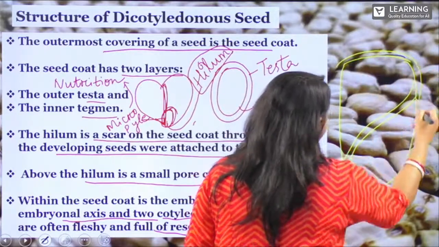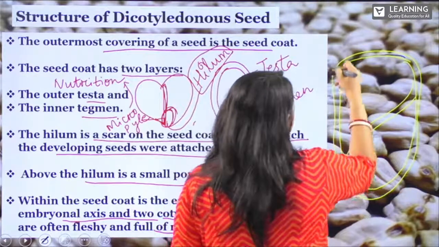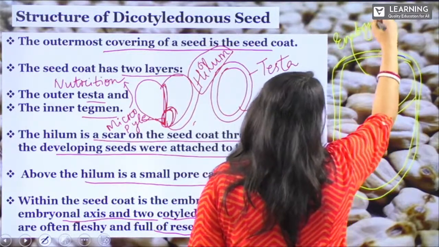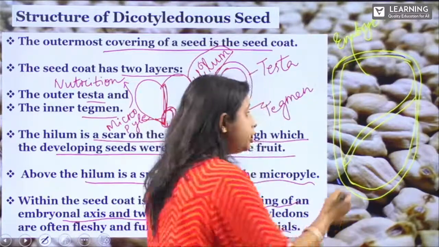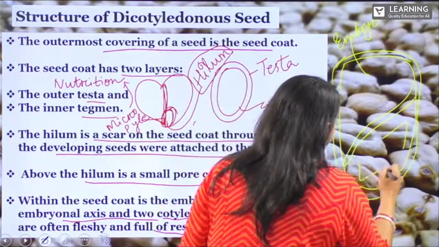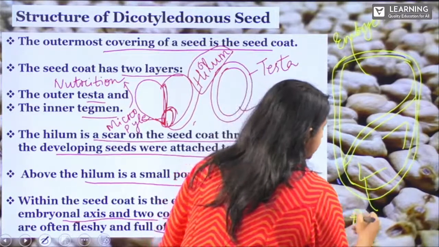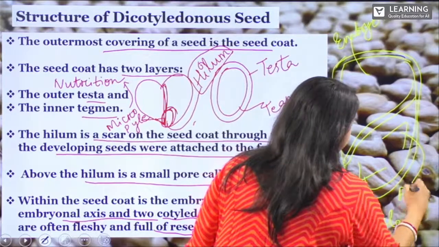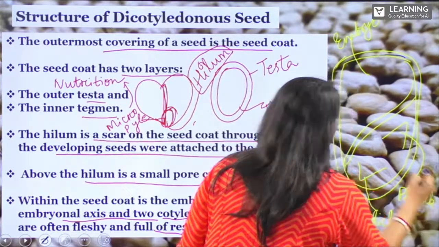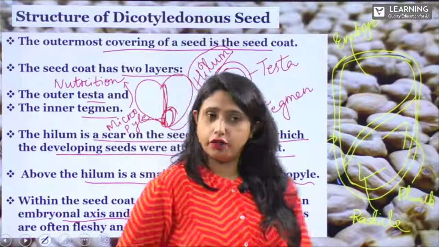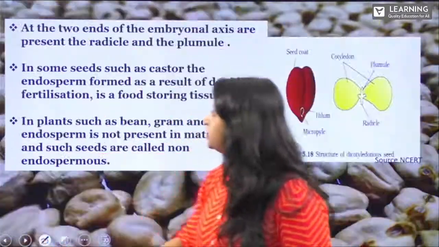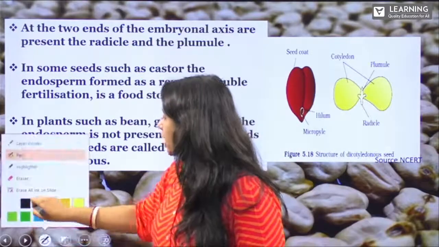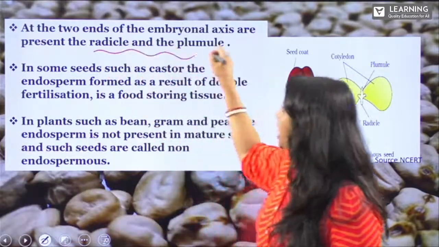presence of your embryonal axis. We can call it the embryo. Here you will find the formation of your radicle and plumule, and this one is the outermost cover of the embryo. So at the two ends of the embryonal axis, what are present? At the two ends are present your radicle and the plumule.